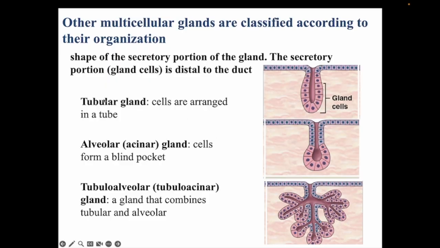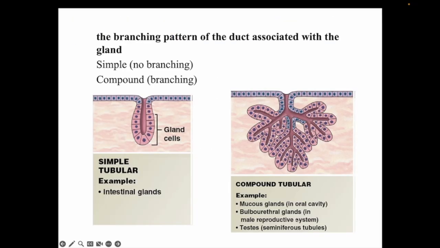And so you can then classify it based on the secretory portion, just the secretory portion, so it's focused on the pink. You have whether there's just a tube, whereas they make an alveolus or acinar gland, or if you have tubes and these bags, they're tubular alveolar. Then the duct itself, the bluish part, can also be simple or complex. Complex branching is called compound.